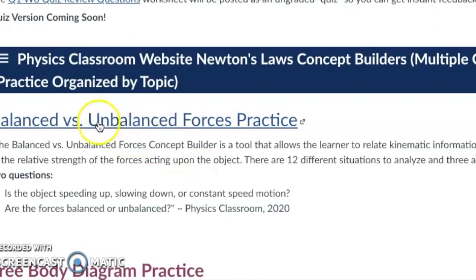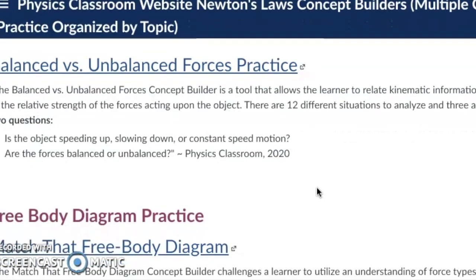The unbalanced balance forces practice is really great because it will help you identify if an object is going to speed up, slow down, or move at a constant speed based on a force diagram, and also to identify if the forces are balanced or unbalanced. Remember, if they're balanced, it's in equilibrium, following Newton's first law. If they're unbalanced, it will accelerate and follow Newton's second law. So being able to identify that is crucial and something that could be good practice for the quiz, and you'd get immediate feedback.